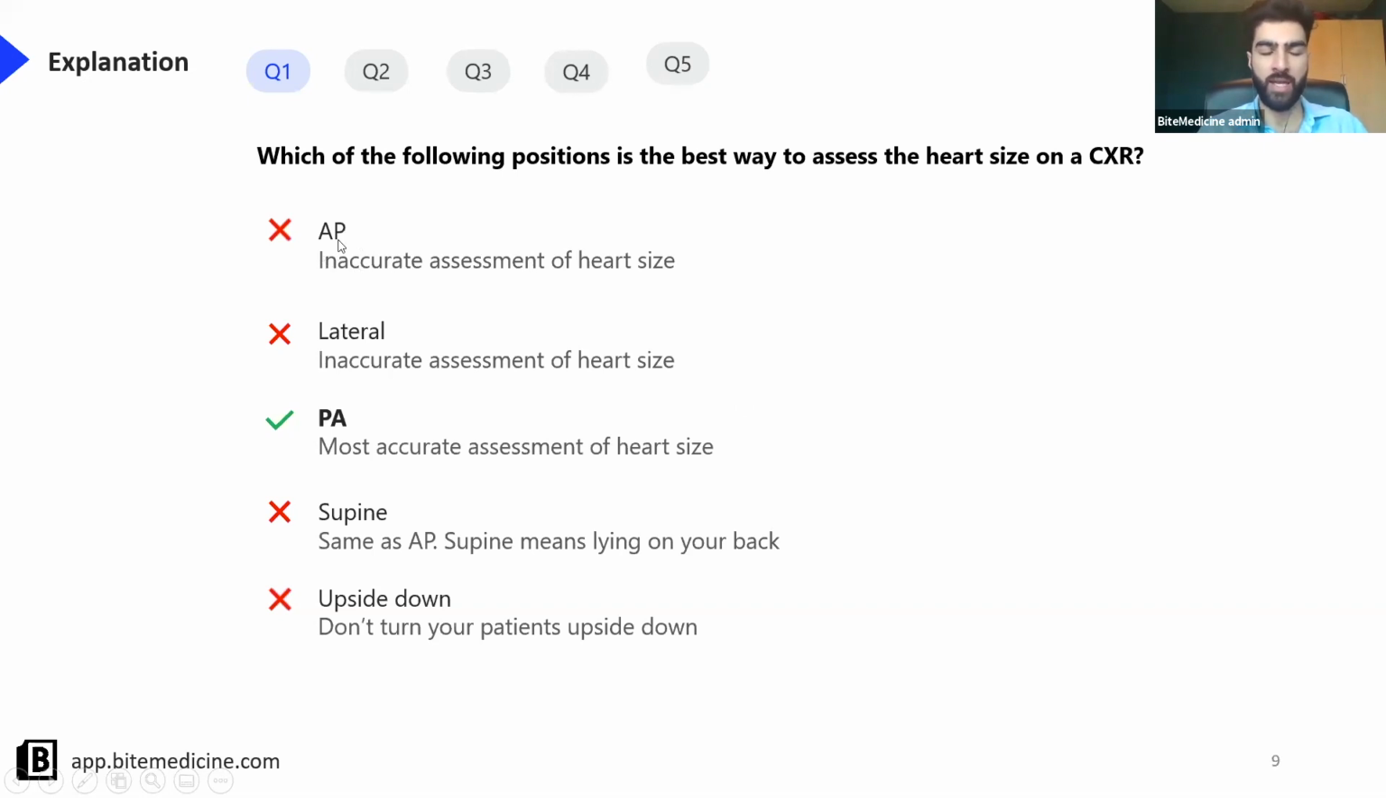So some of you said AP, but why do we not use AP? What's the problem? Does it give a bigger or a smaller representation of the heart size? Exactly. So it makes the heart size look bigger than it actually is. So you can't properly assess for something like cardiomegaly.